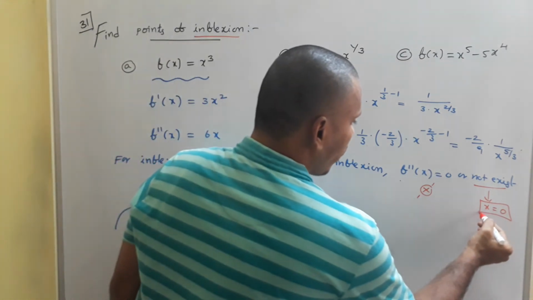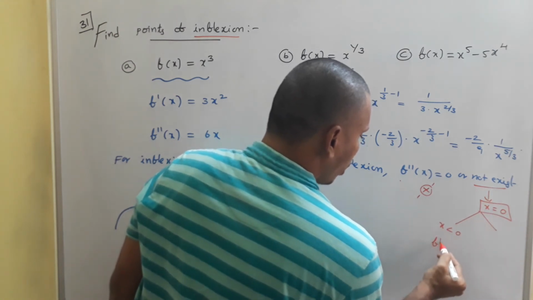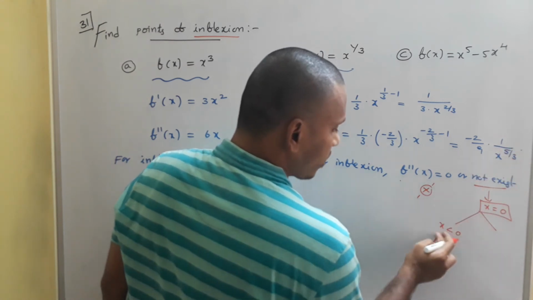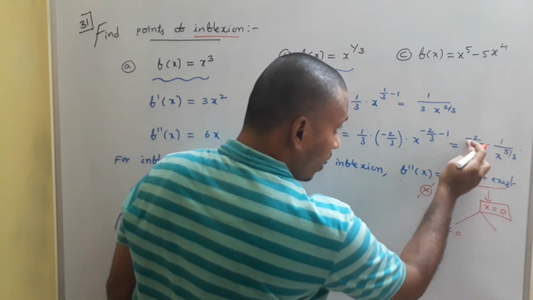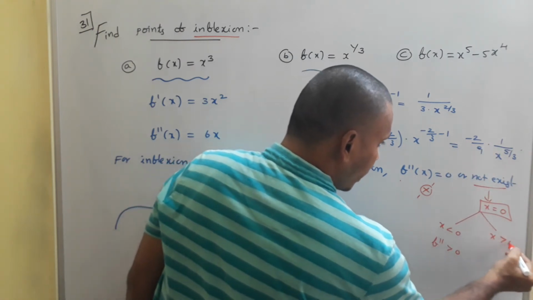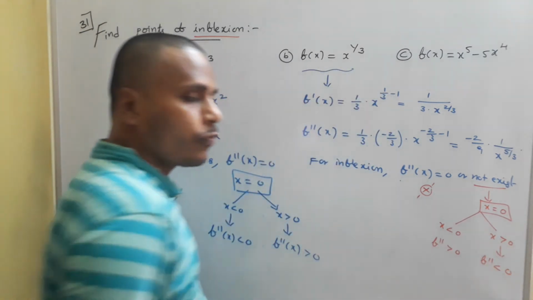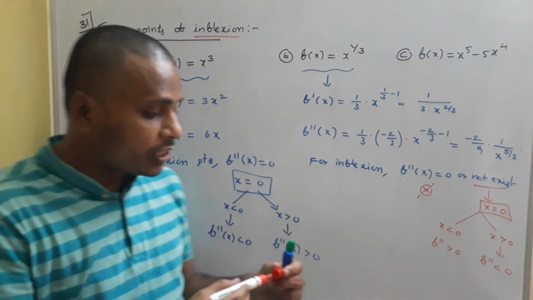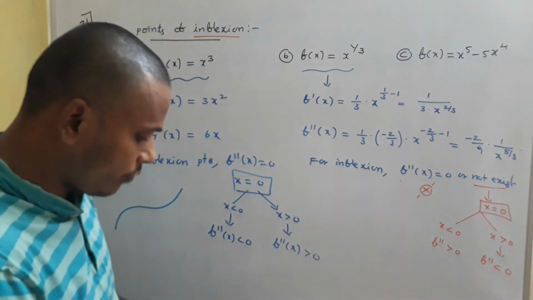If you take negative values of x, you will get negative f double dash. So x less than 0, you will get f double dash. See this, if x less than 0, this x power 5 by 3 is negative, but here we have minus 2 by 9, so f double dash is greater than 0. If x greater than 0, then here f double dash is less than 0. So in the neighborhood of 0 again, f double dash changes its sign. So for sure this 0 is the point of inflection for this graph.